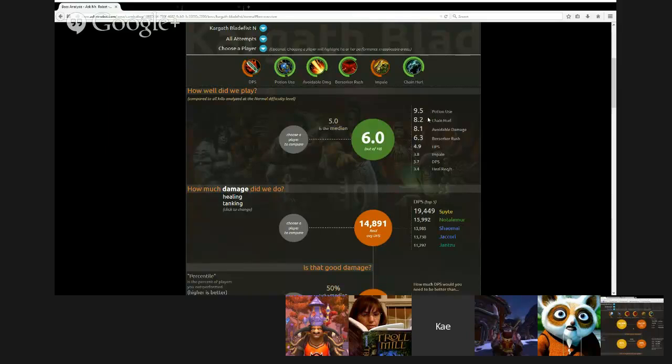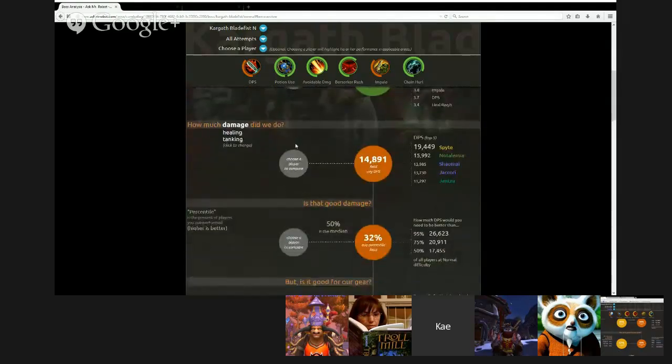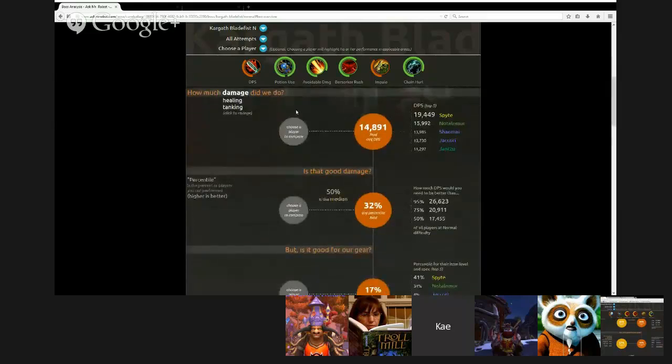We did really good on the potion use. We did good on the chain hurl. We did good on the avoidable damage. We did good on the berserker rush, but not as good as we did on avoidable damage. Our heals per second was good. Impale is how well the tanks were able to mitigate the impale ticks, as well as how well the healers were able to shield from those. DPS performance and heal regen, that's from the tanks regenerating their own health. So there's lots of different things to play around with.